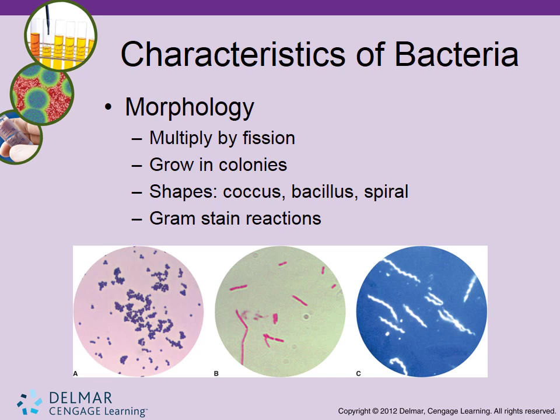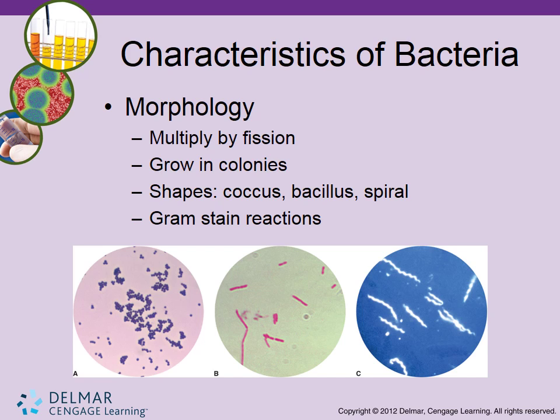You have your coccus, which is round, the bacillus, which is rod shaped, as you see in the middle picture on the slide. And then you have spiral shaped bacteria. The bacteria you see in box C is a fluorescent picture. This species of bacteria will not absorb a general stain, so you have to use a different staining process for that one.